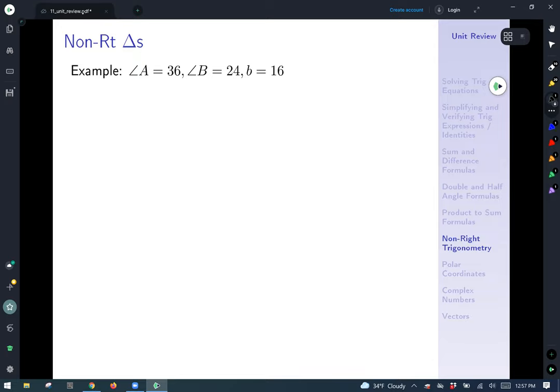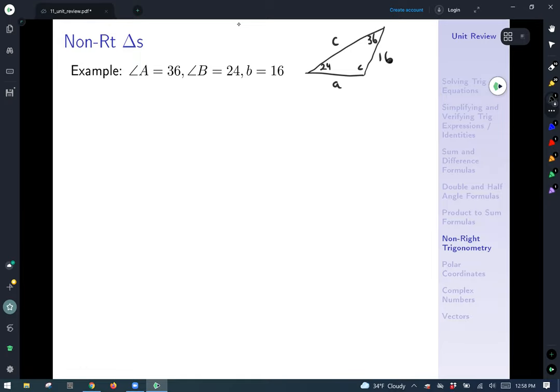Angle A is 36, angle B is 24, and side B is 16. Let's draw ourselves a picture and see what we can come up with. All right, relatively quick picture. We'll call this angle B here 24. Angle A is 36, and those are both less than 45 degrees, so that's reasonably accurate. We don't know angle C, so we'll label that C. We don't know side C, so we'll label that C. We don't know side A, so side A would be opposite angle A, 36. Side B is 16, so opposite that 24, we have 16.